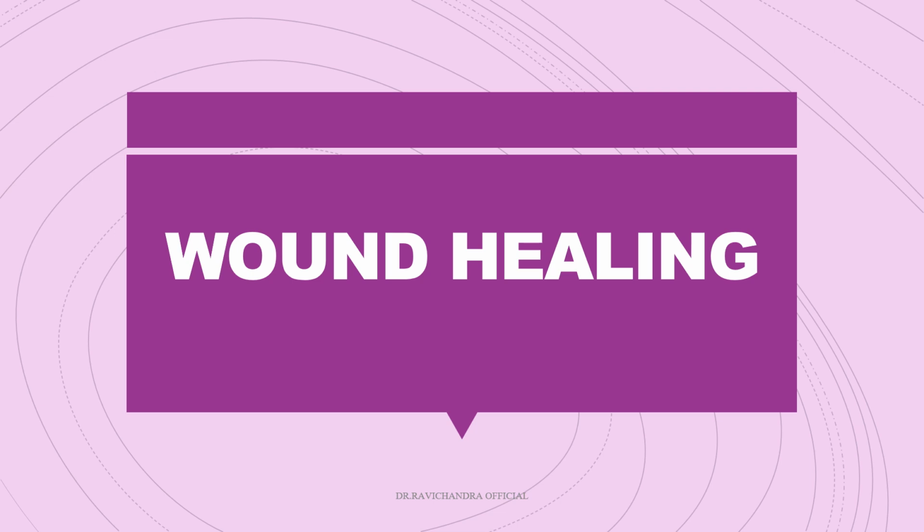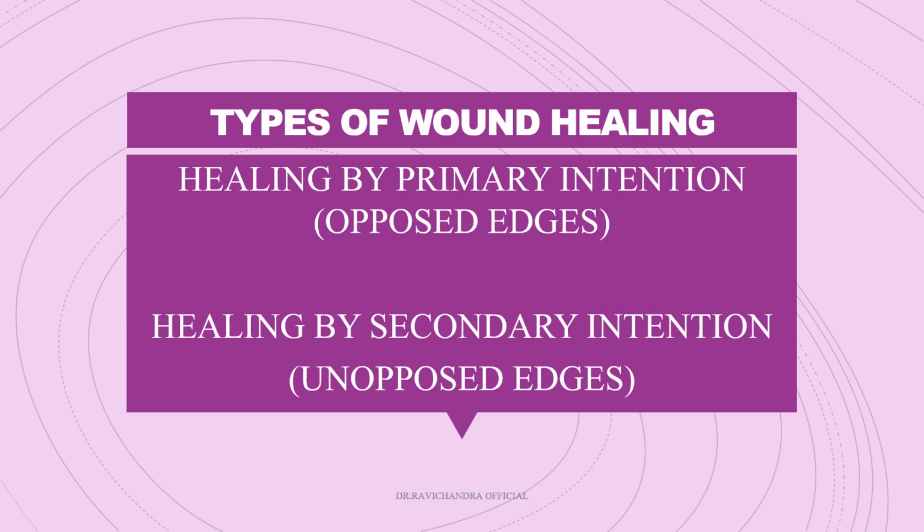Wound healing. Let's discuss our topic, wound healing. There will be two types of wound healing. One is healing by primary intention and the other is healing by secondary intention. Healing by primary intention is seen when there is a wound and there will be healing when there are two edges that are opposed. And the healing by secondary intention will occur in unopposed edges.